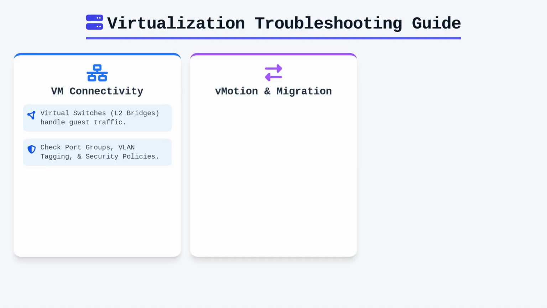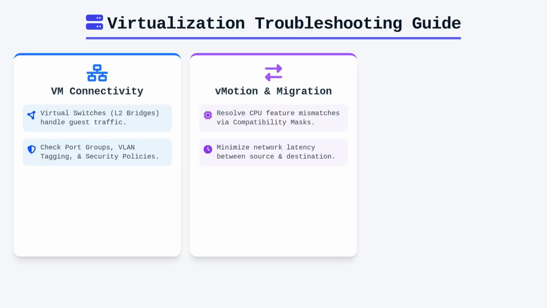If the problem involves moving workloads between hosts via technologies like vMotion, the primary culprits are usually CPU feature mismatches or underlying network latency between the source and destination hosts. You must ensure that the CPU compatibility masks are properly configured in your cluster settings to prevent migration failures.